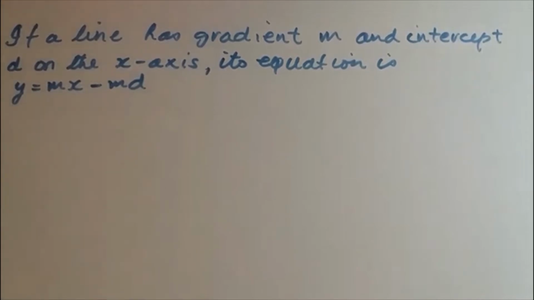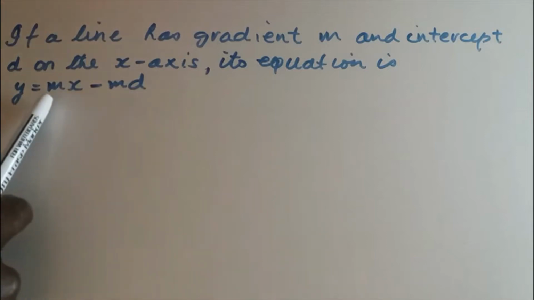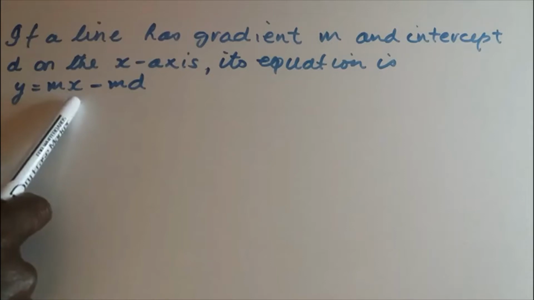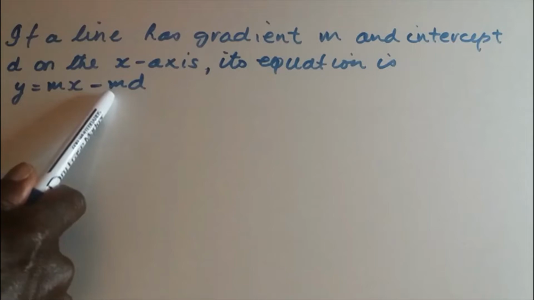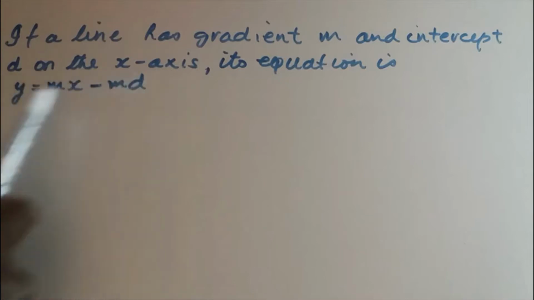Hi, here's another retrieval practice question. We need to determine whether this statement is true or false. If a line has gradient m and intercept d on the x-axis, its equation is y equals mx minus md. Notice they multiplied the gradient m by x and also then multiplied the negative version of it by the intercept on the x-axis.